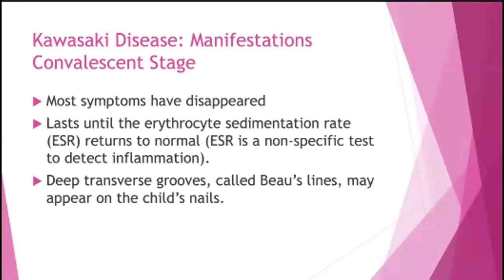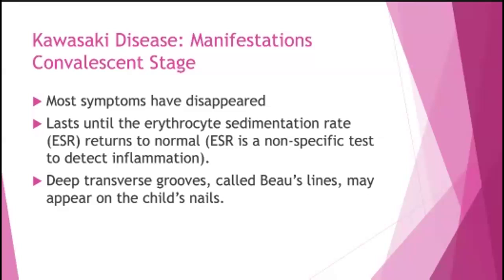By this stage, visible symptoms have resolved. Children may develop deep transverse grooves in their fingernails or toenails. These are called Beau's lines, and they're evidence of slow nail growth during the illness. Irritability is going to improve, but fatigue may persist, and we need to have cardiac considerations. So even though they look better, cardiac risk remains.